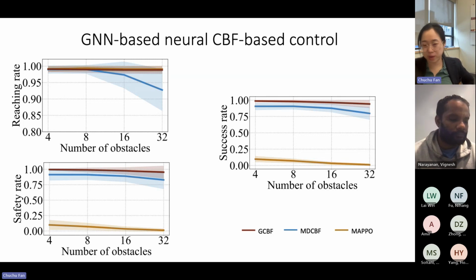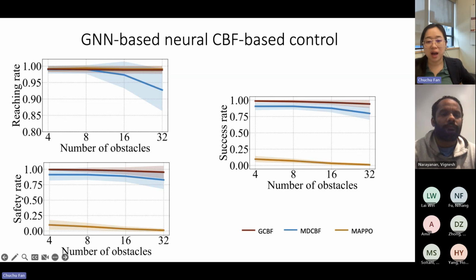our performance pretty much keeps 100% success rate when the number of obstacles increases, and each of these obstacles is a random sample in terms of size, moving direction, and moving speed. While MAPPO in this case almost completely fails to accomplish the task. It's fine for reaching the goal, but it couldn't really do anything with the safety.